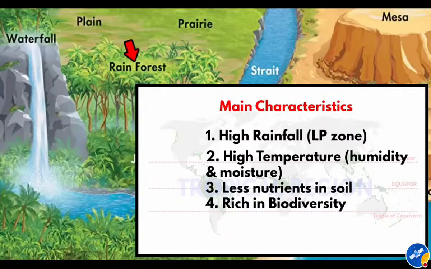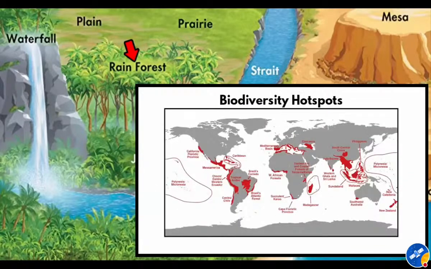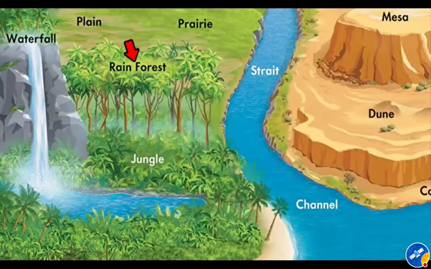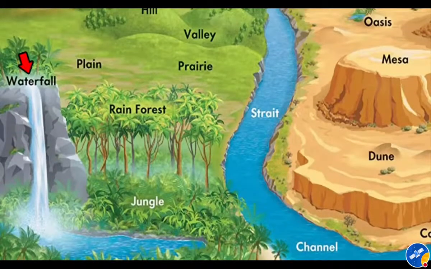And the last point is, equatorial region is rich in biodiversity. That is why most of the biodiversity hotspots are located in the tropical region. And the meaning of the word biodiversity is high level of existence in the variety of plant and animal life at a particular place. The next one is waterfall.